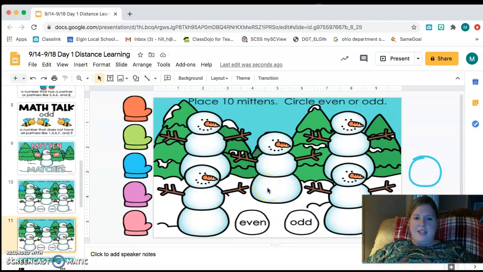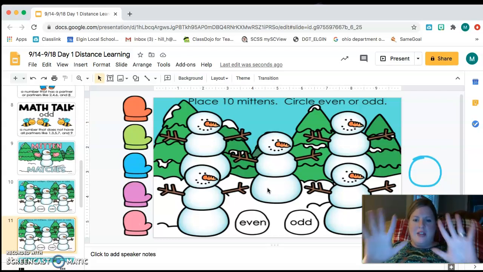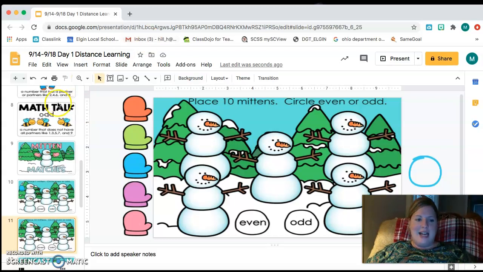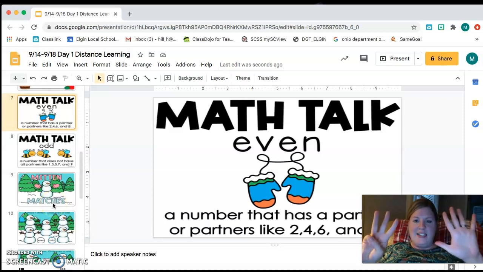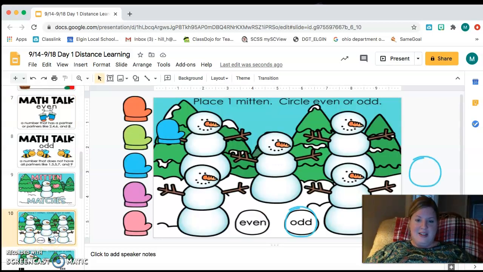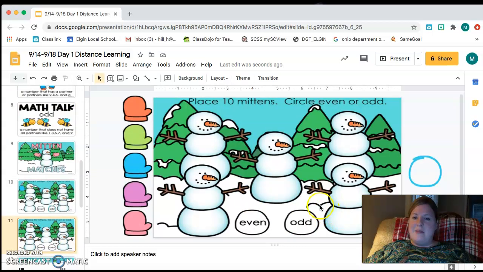Your next assignment says place 10 mittens, circle even or odd. So think of the number 10. Is that even or odd? Go back to that slide up here if you're not sure, okay? It says 2, 4, 6, 8, and then actually 10 are even numbers. So this one says place 10 mittens. You're going to take 10 of these mittens and put them on the snowman and then circle if it is even or odd.